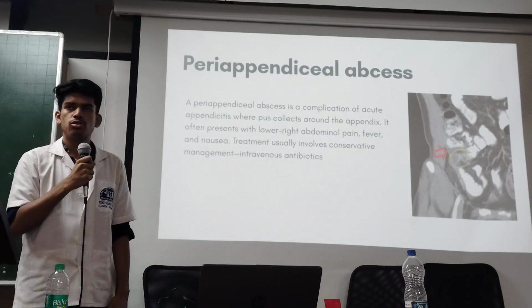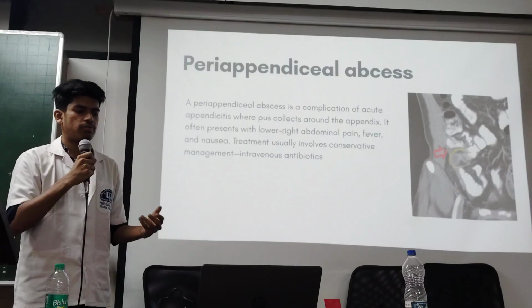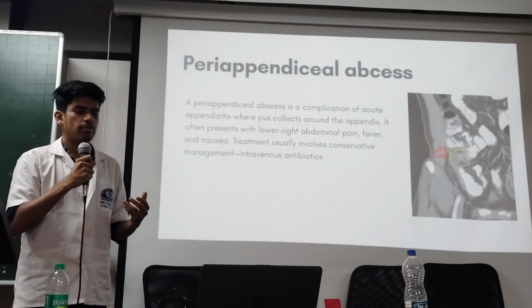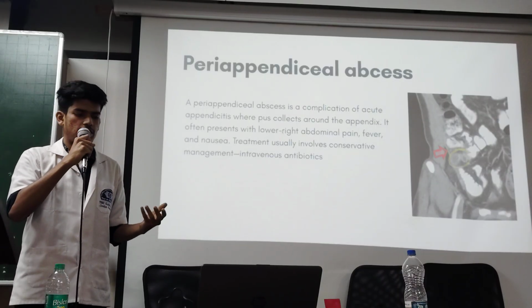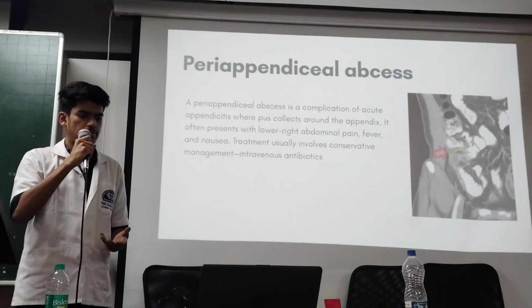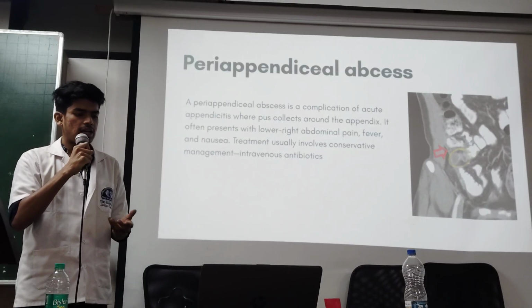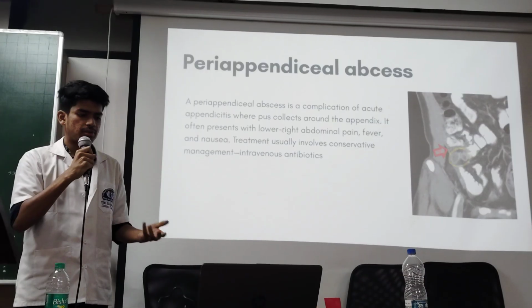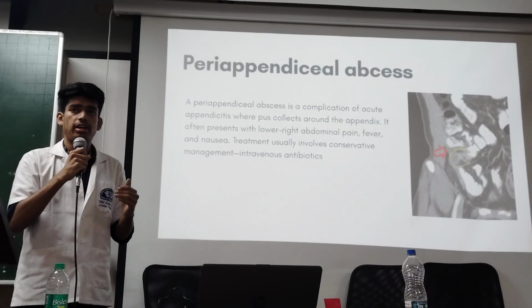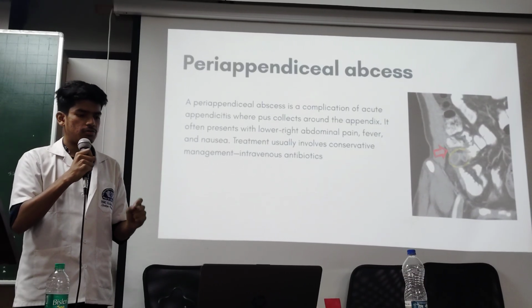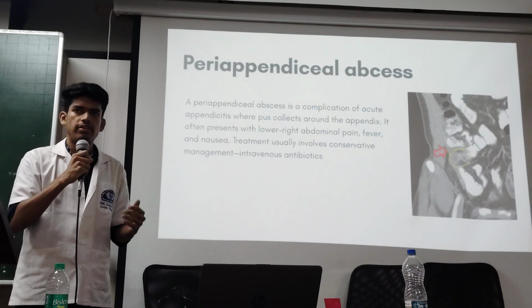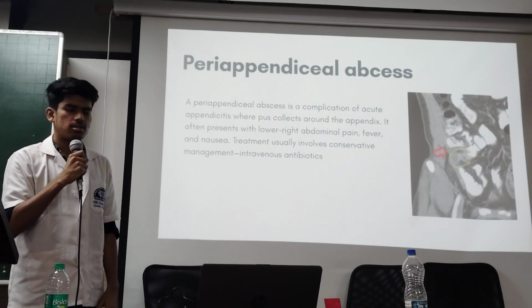Periappendiceal abscess. It is a complication of acute appendicitis in which pus gets collected all around the appendix, which causes lower right abdominal pain, fever, and nausea. The treatment usually involves the conservative method using intravenous antibiotics.